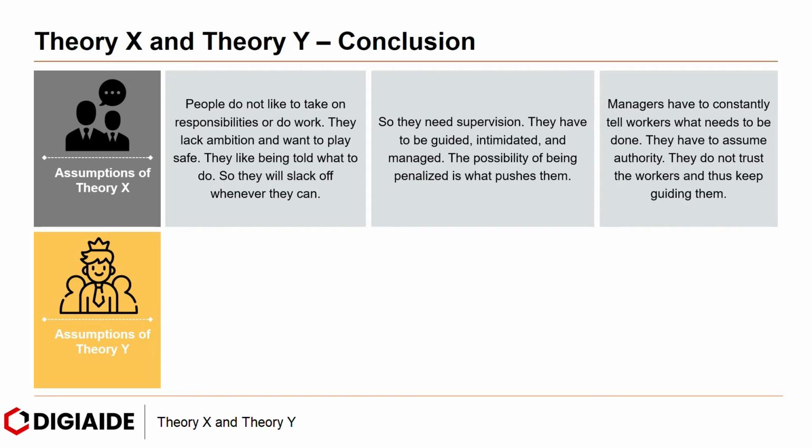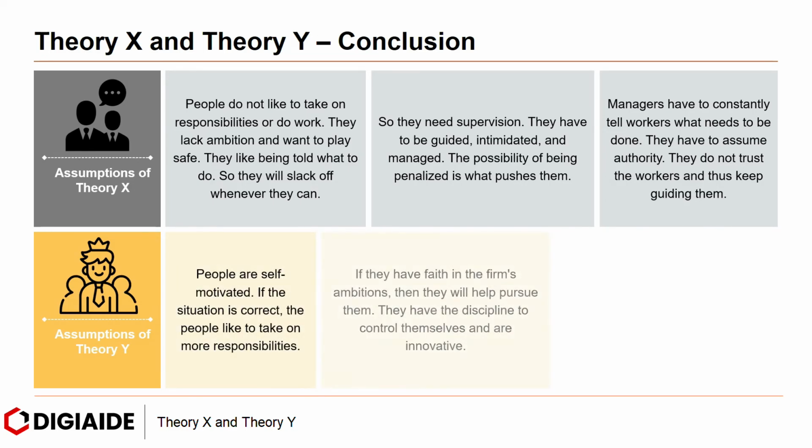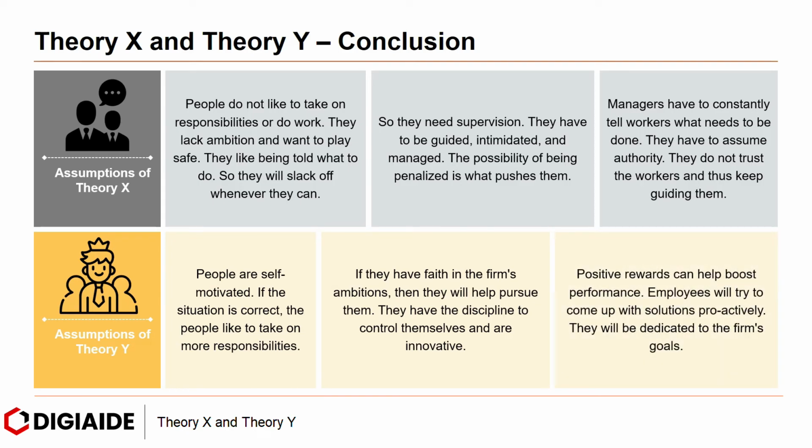Assumptions of Theory Y. People are self-motivated if the situation is correct. People like to take on more responsibilities. If they have faith in the firm's ambitions, then they will pursue them. They have the discipline to control themselves and are innovative. Positive rewards can help boost performance. Employees will try to come up with solutions proactively. They will be dedicated to the firm's goals.